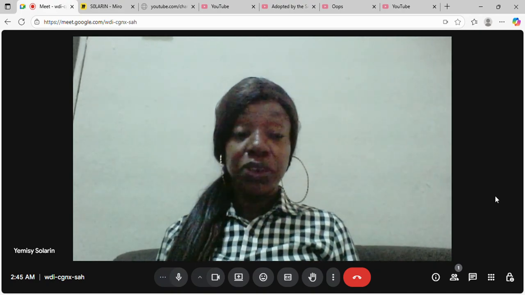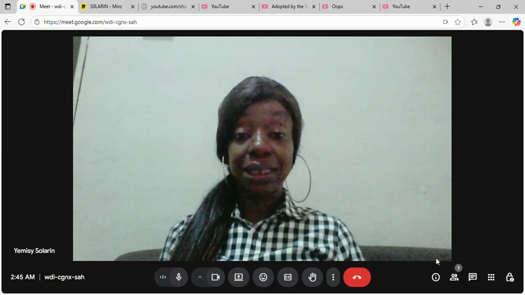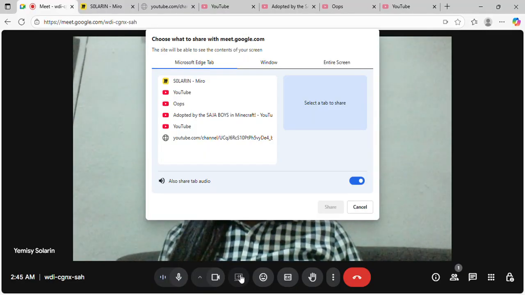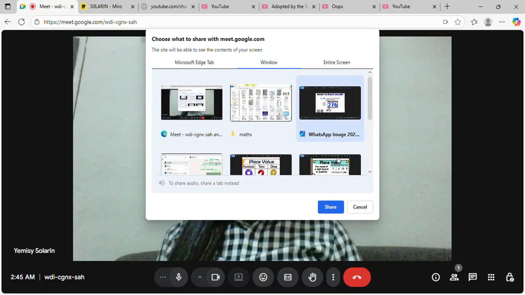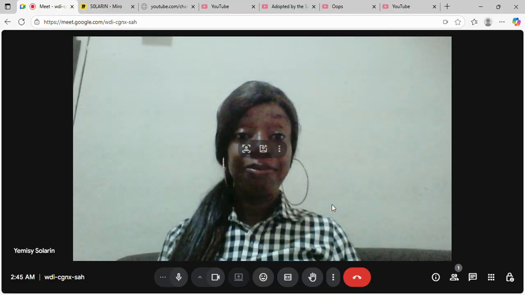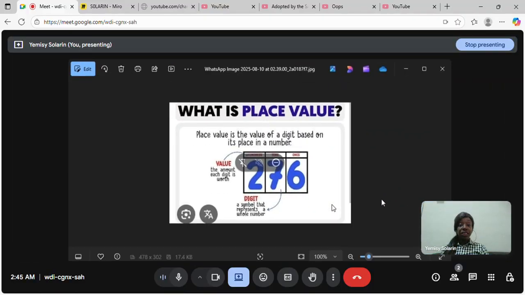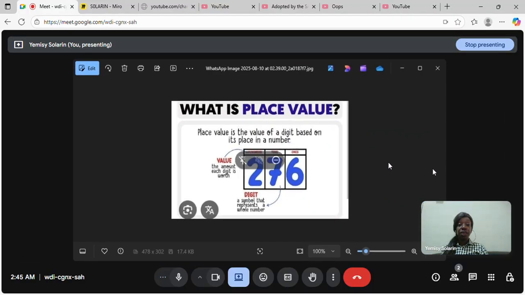So I'm going to be sharing with you my slide. Let me quickly share my screen with you. I'm sure you can see the meaning of place value on your screen. Place value means the value of a digit based on its spot or the place it is in a number. Every digit has its place within a number, and it also has its value as well.